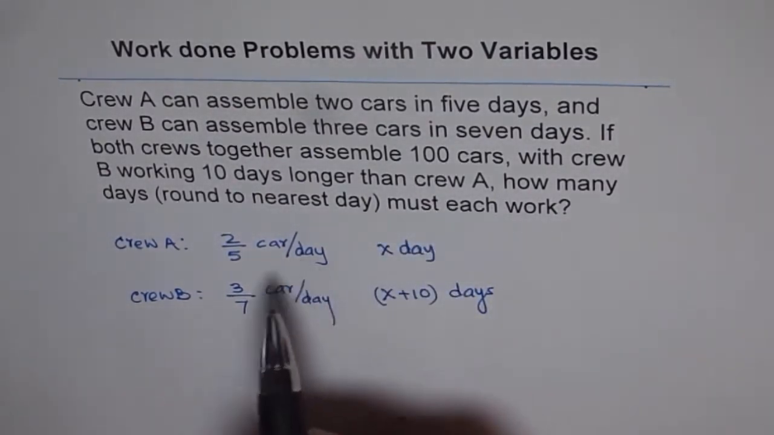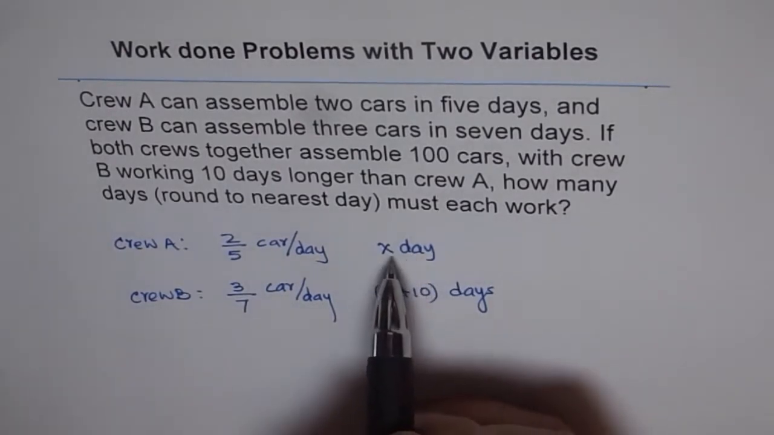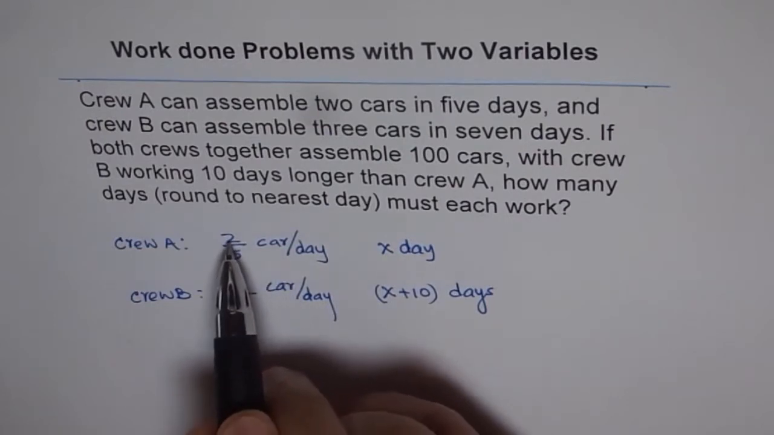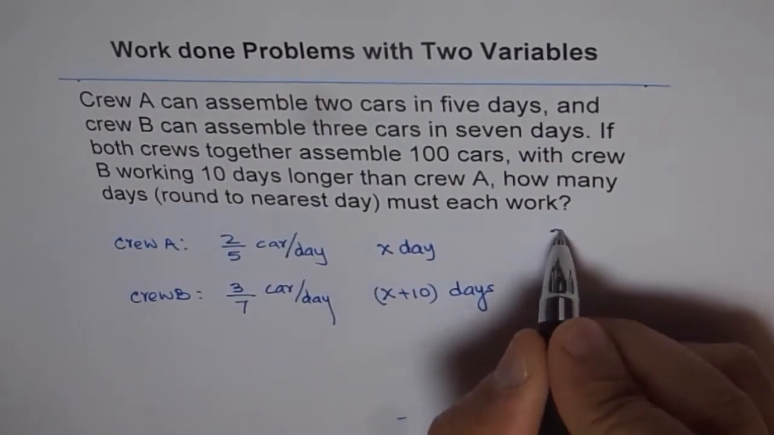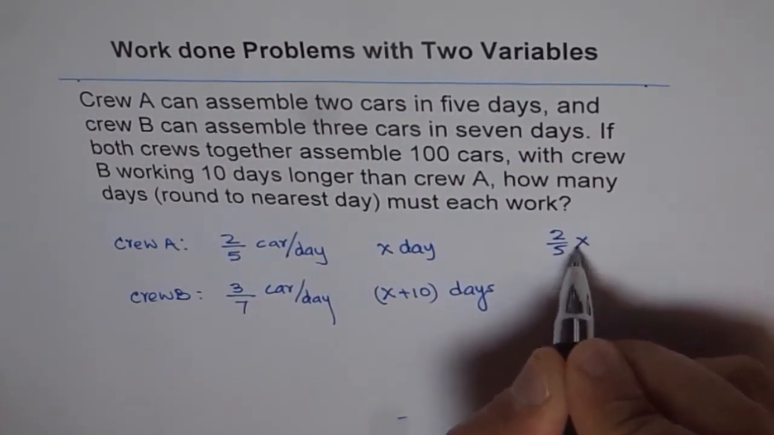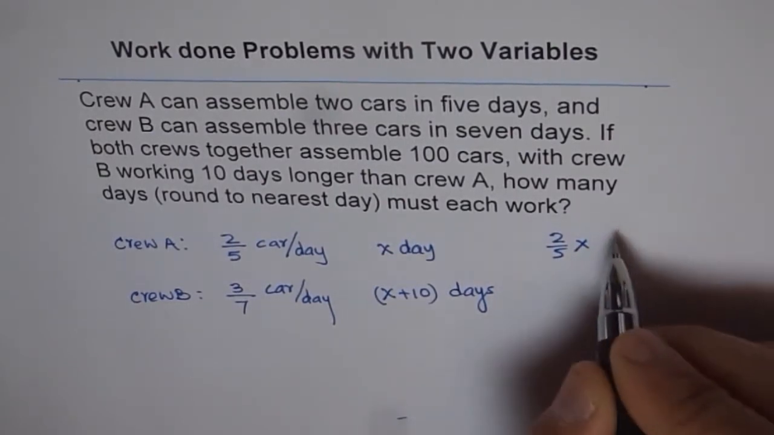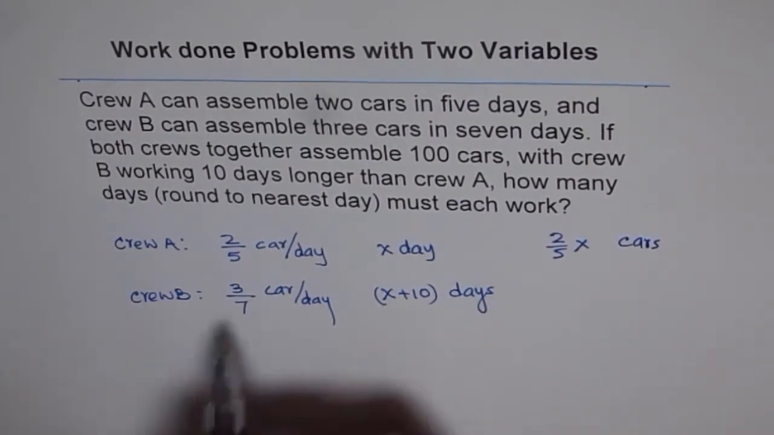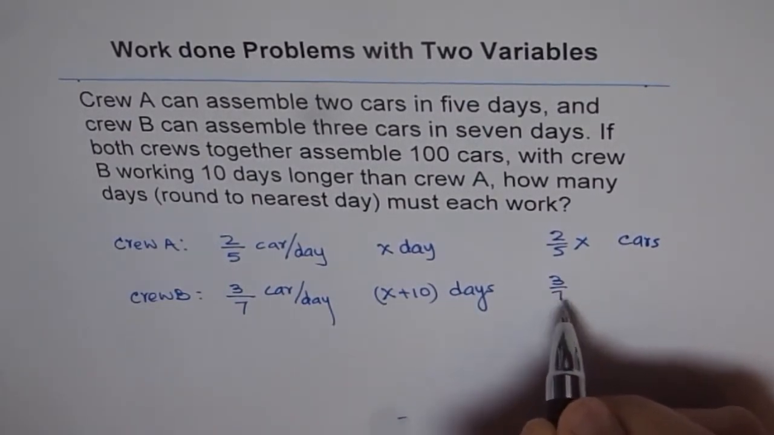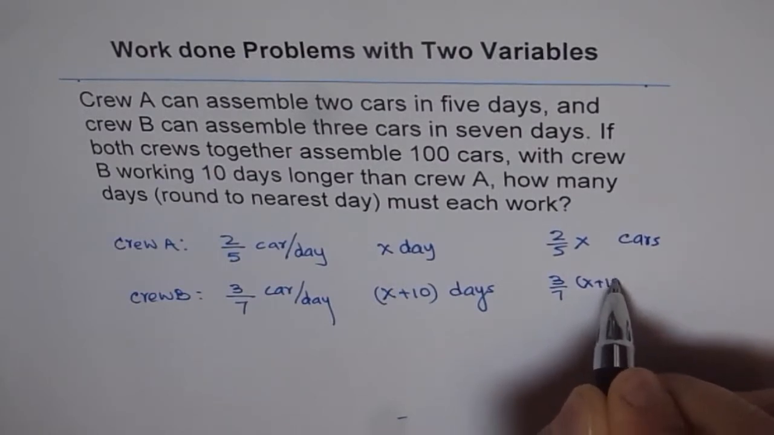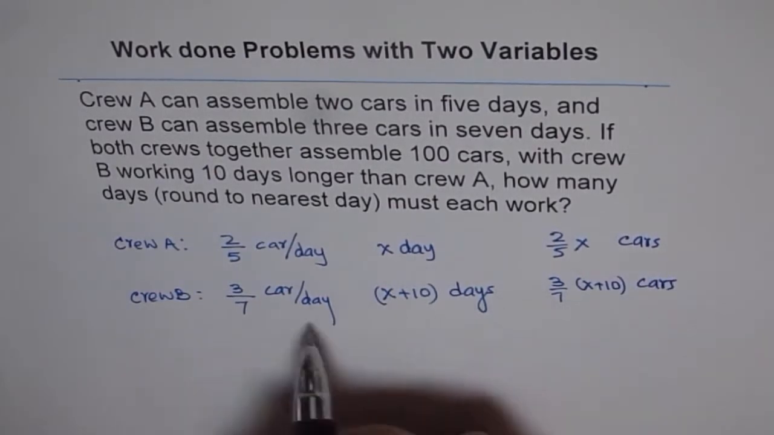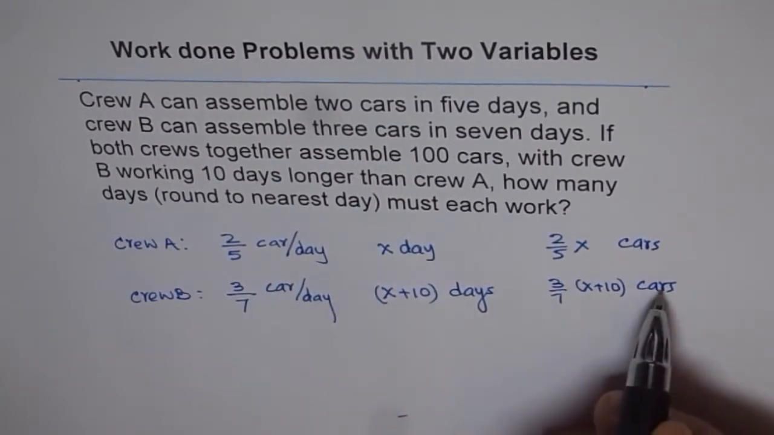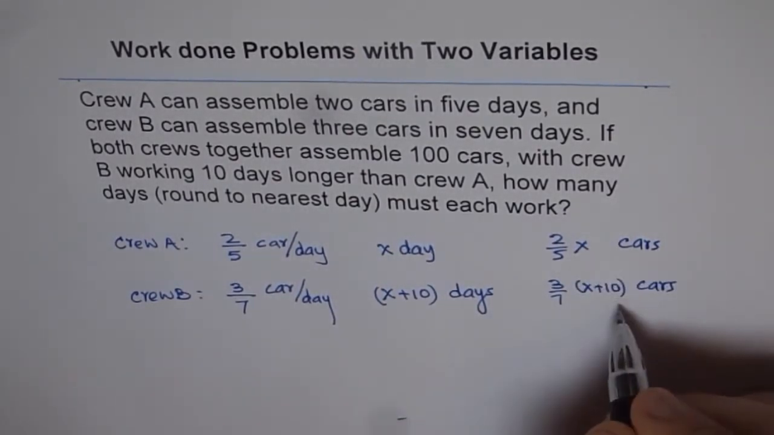So as you can see, in X days, what fraction of cars will be assembled by crew A? In X days, in one day they do 2/5. In X days, they will do 2 over 5 times X. That is a job done, right? So those are number of cars, correct? Now, crew B will do 3 over 7 times (X plus 10) cars. Is that okay? So when you multiply cars per day with days, day cancels, you get cars. Do you see that? So that is the job done.